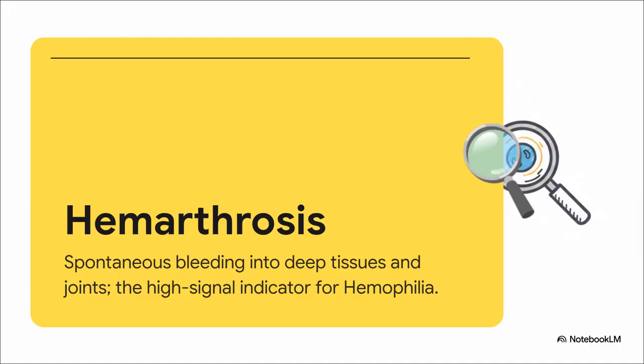Clinically speaking, we've got to separate the signal from the noise here too. If a patient comes in complaining of easy bruising, honestly, that is just noise. It's incredibly nonspecific and could mean 100 different things. But hemarthrosis, which is spontaneous, deep bleeding into tissues and joints, that is the definitive, high-signal clinical indicator that points straight to hemophilia. Von Willebrand disease, on the other hand, is typically associated with much milder mucosal bleeding. Think heavy menstruation or bleeding that just won't stop after a dental extraction.